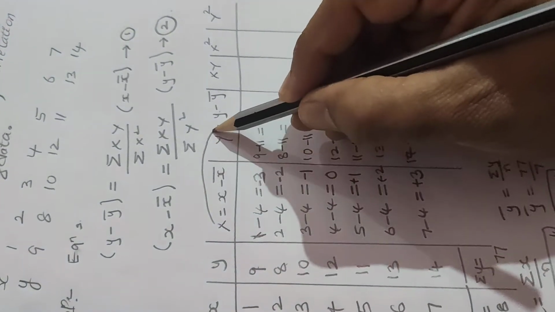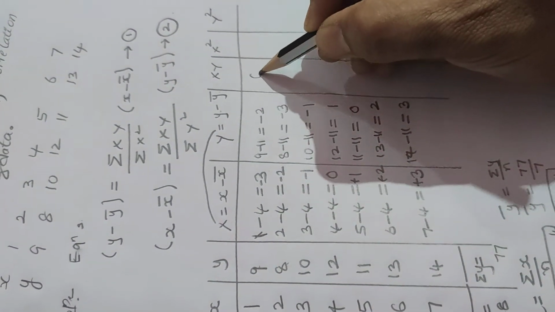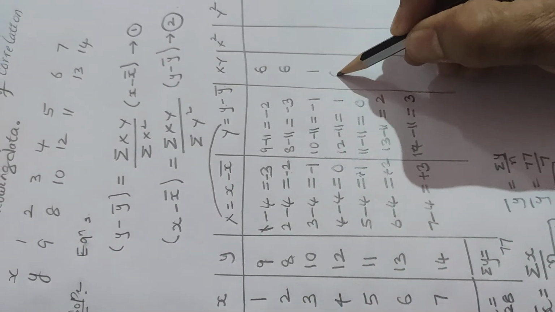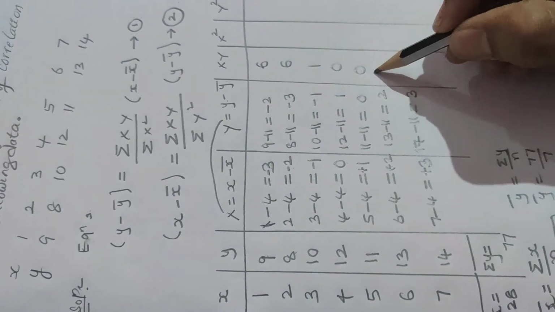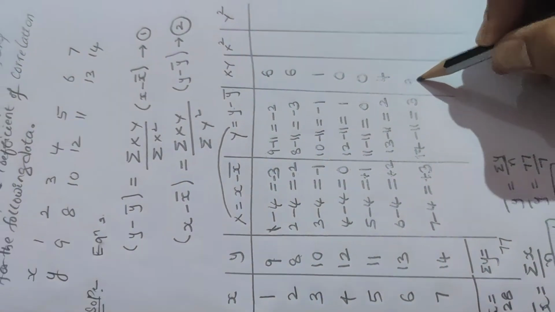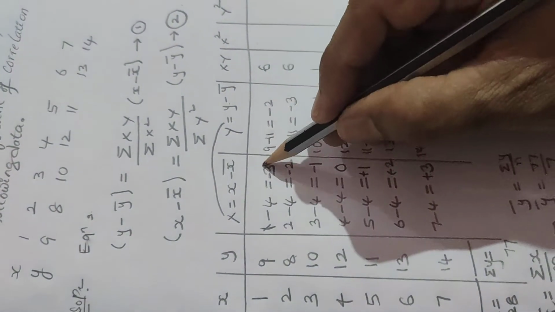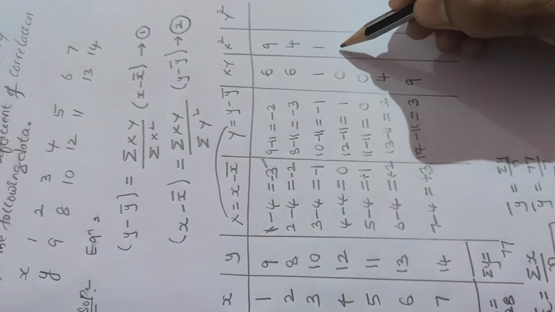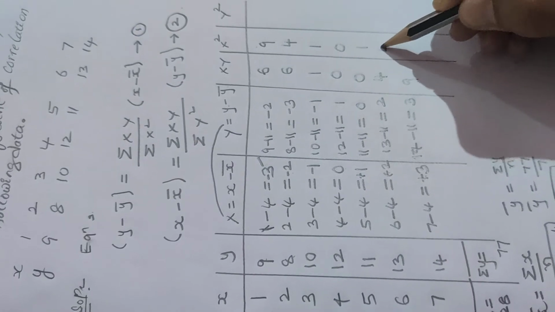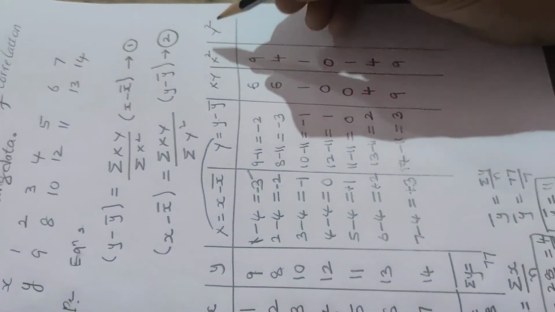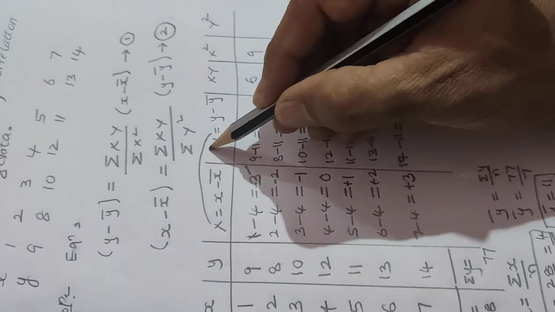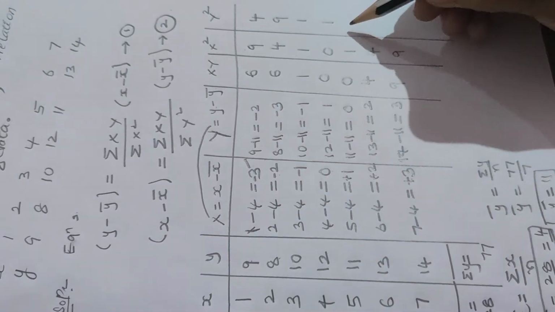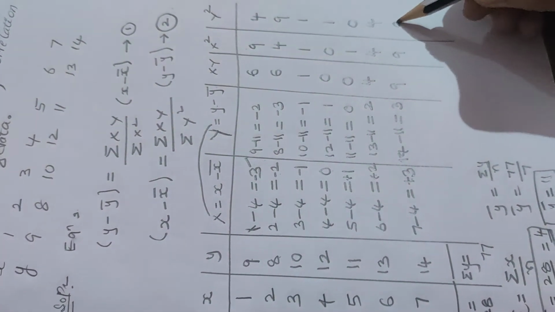Now I want x into y value, multiplying these two. 2 3s are 6, 3 2s are 6, 1 1s are 1, 0 into 1 is 0, this is also 0, 2 2s are 4, then 3 3s are 9. So I want x square, so square the values of x. 3 square is 9, 2 square is 4, 1 square is 1, 0, 1, 4, 9. Y square I want. So that is nothing but capital Y squaring. 2 square is 4, 3 square is 9, 1 square is 1, 1, 0, 4, 9.